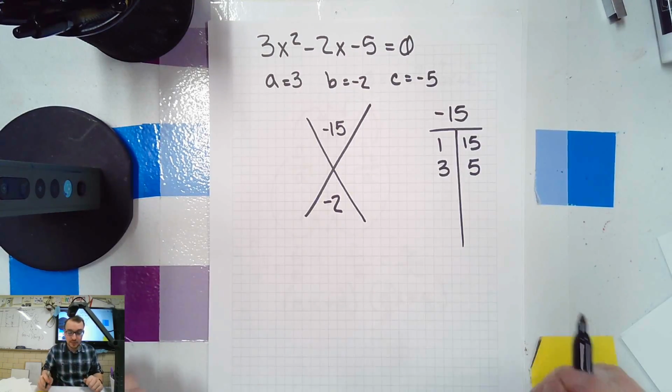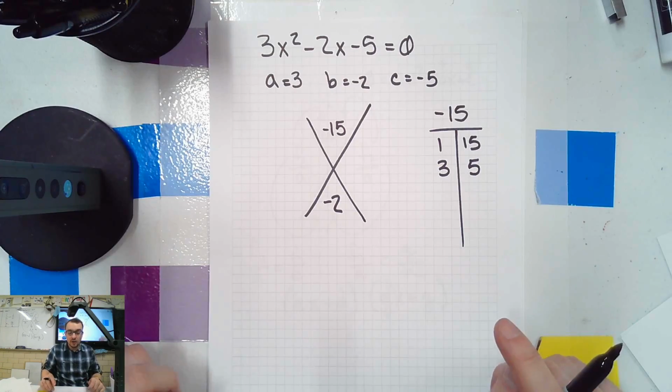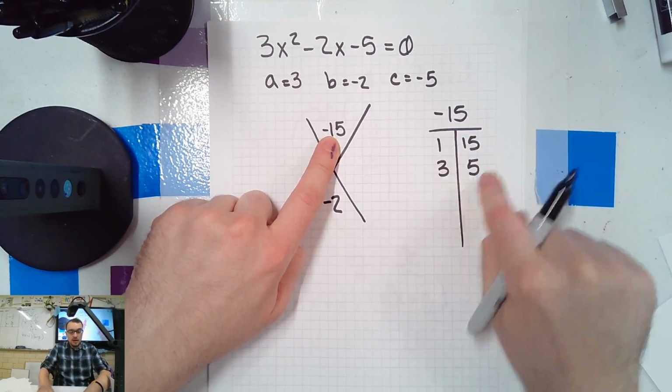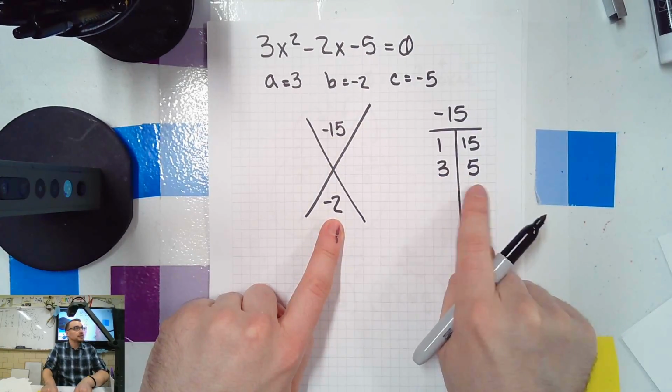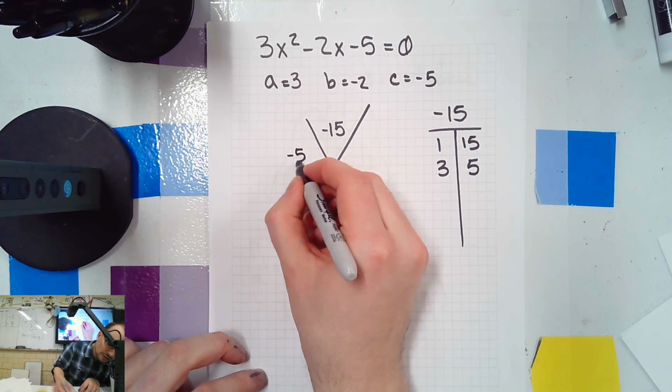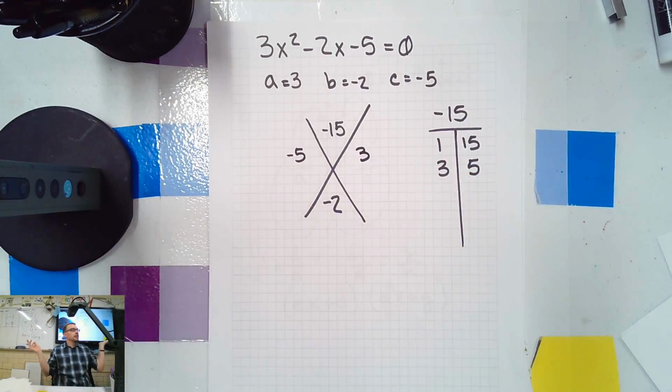All right, so it's wonderful. So numbers that multiply to negative 15 and add to negative 2: 3 and 5 are the right answer. Now, which needs to be negative, which needs to be positive? Negative 5. So I'm going to write minus 5 over here and 3 over here. Doesn't matter which way you do it, right?